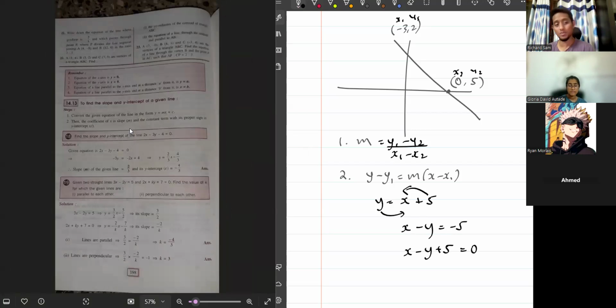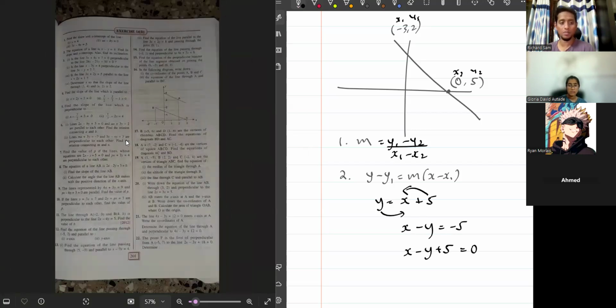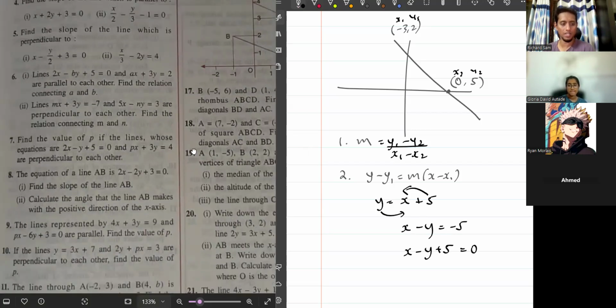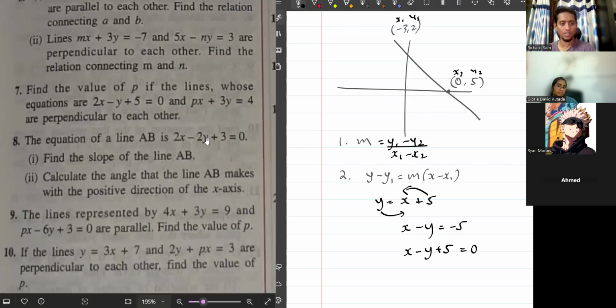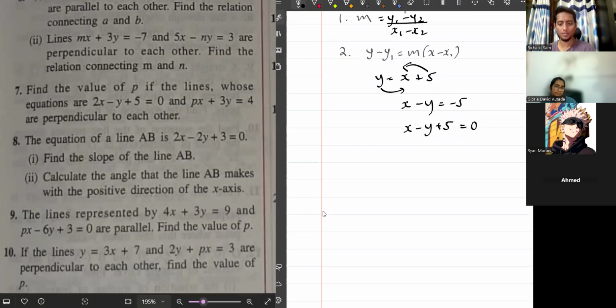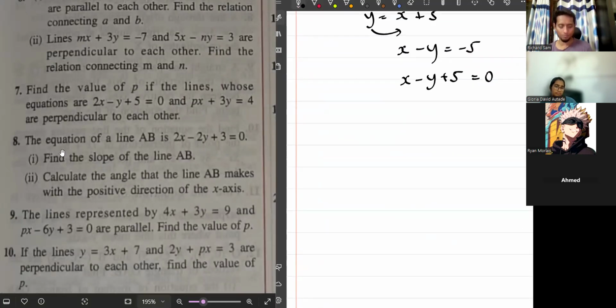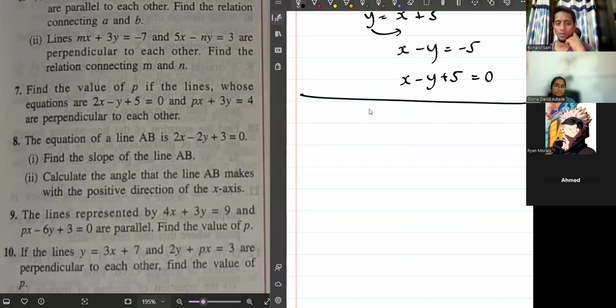Okay, now there are so many types of questions in this. You'll have to sit and practice and try out, see what you're getting. Sometimes they'll give you the equation, and they'll tell you, look at this question number 8. Equation is there, find the slope of the line and calculate the angle that the line AB makes with the positive direction of x-axis, which means find theta. How do we find the slope of the line if you have the equation? Yeah, change it into the y-intercept form.